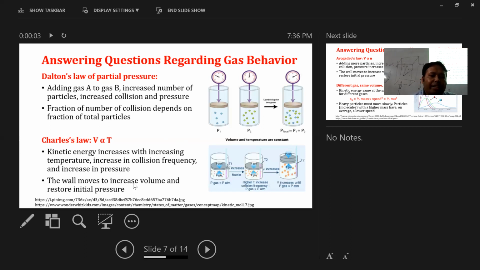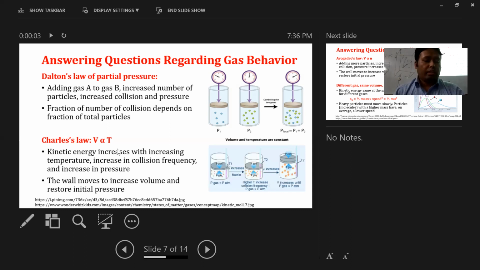The wall moves to increase volume and restore initial pressure. That means if you have a wall which is flexible, and you put some heat to the molecules, in that case, if the wall is rigid, like this building wall, or any wall which cannot be moved easily, therefore the pressure will increase. But if the wall is flexible, and we are increasing the temperature, the molecules are moving faster. Therefore, the volume can increase.